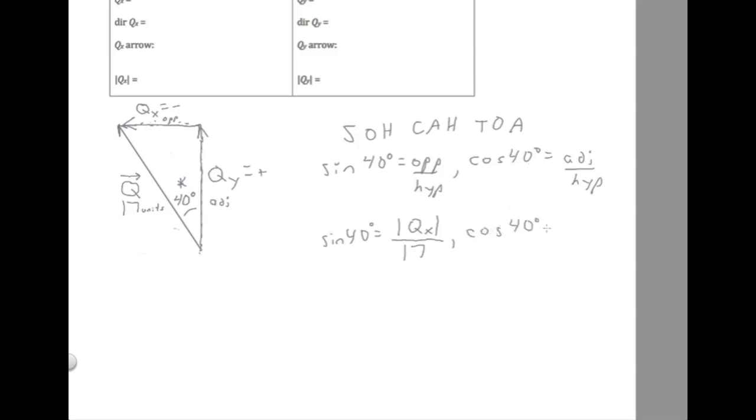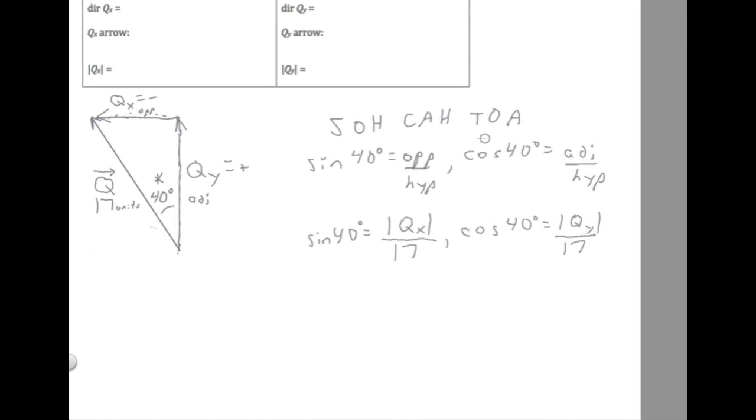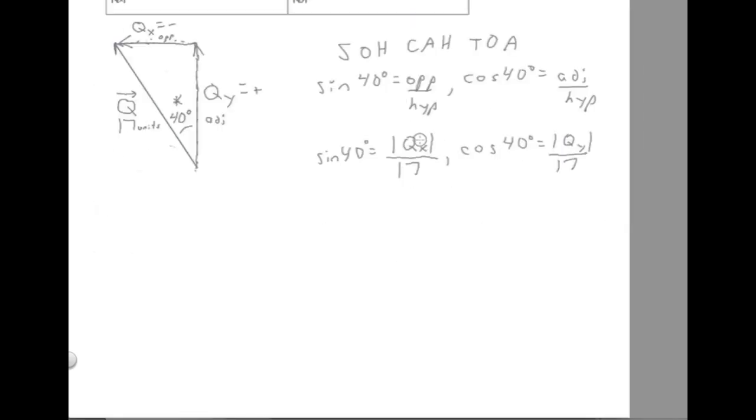And the cosine of 40 degrees will be the adjacent side, which is the magnitude of qy over the hypotenuse, which is 17. To solve these for the variables, we'll multiply both sides by 17. So the 17s cancel.